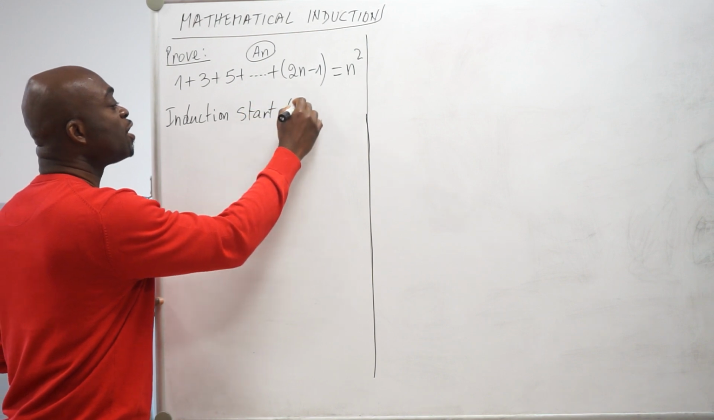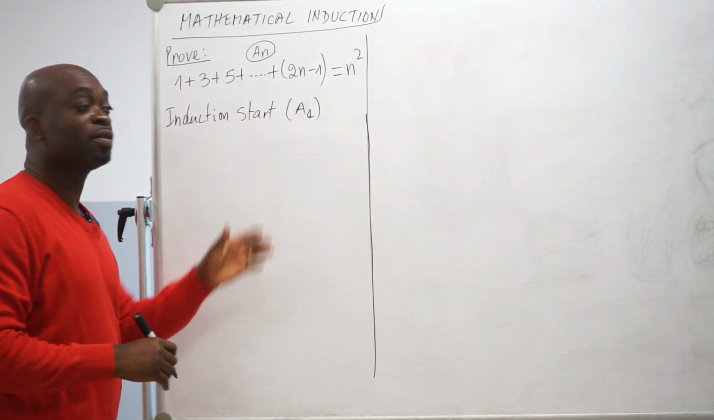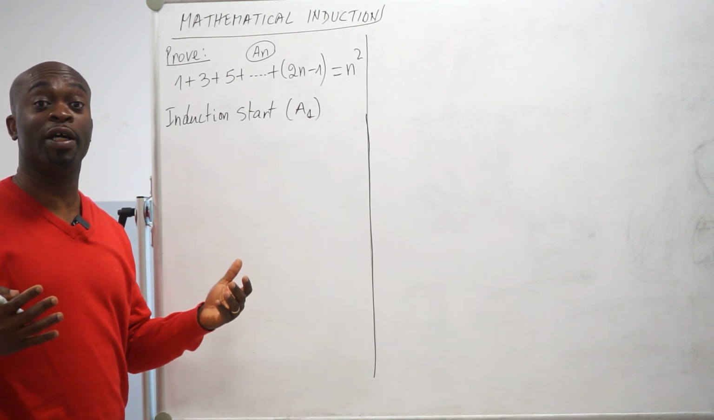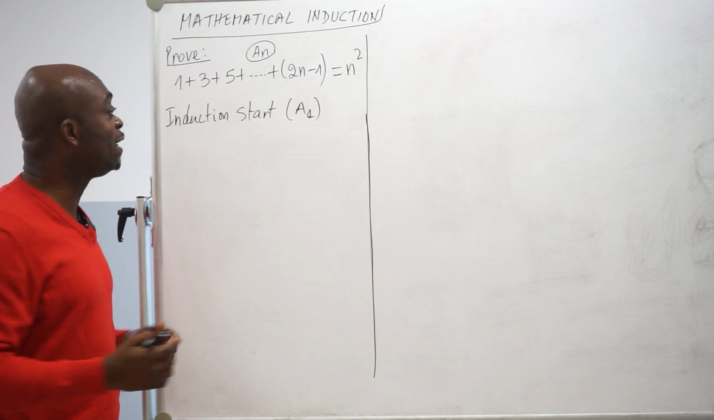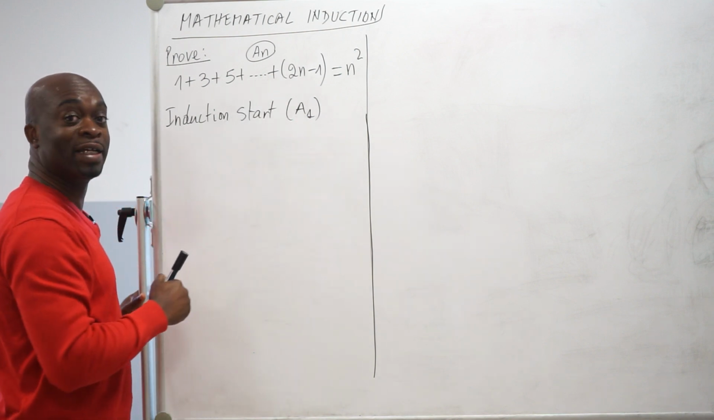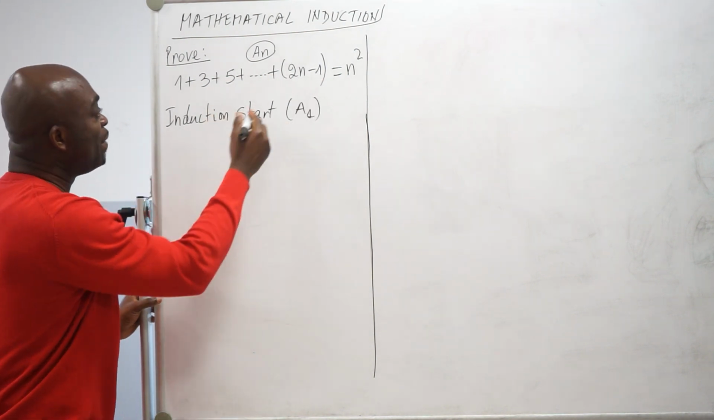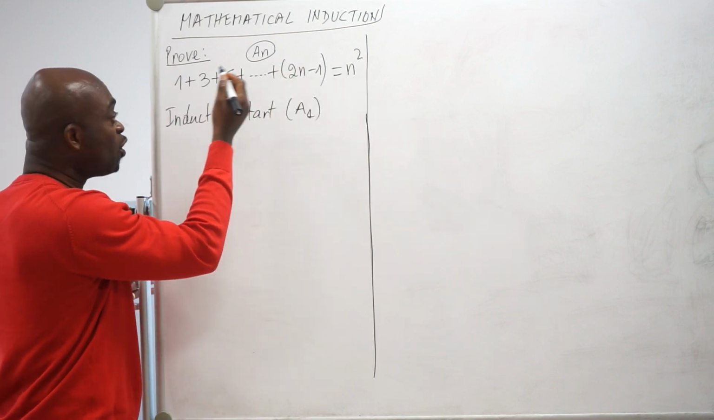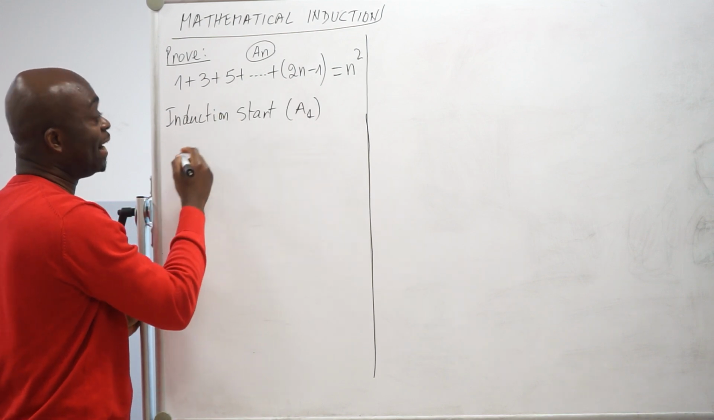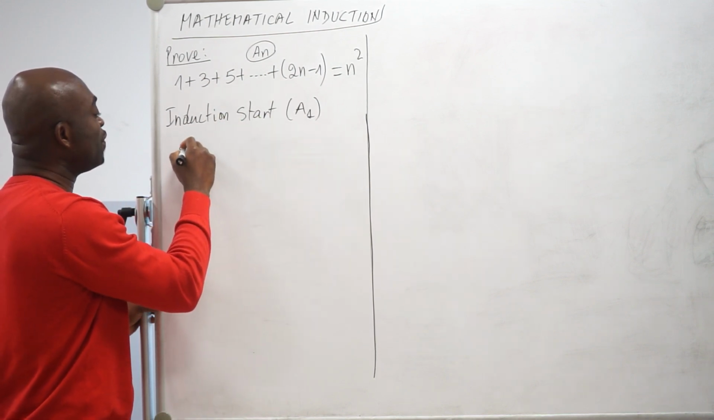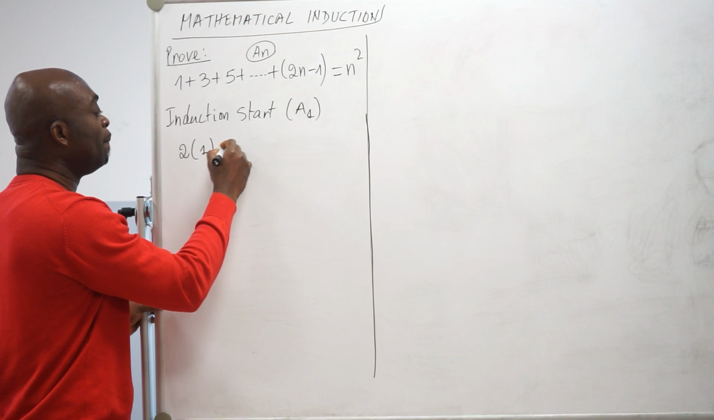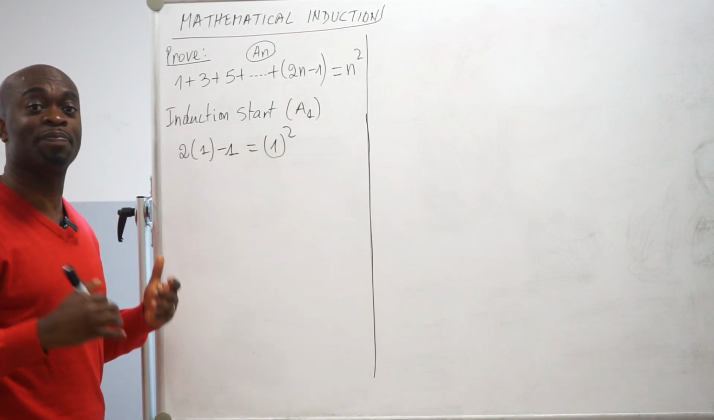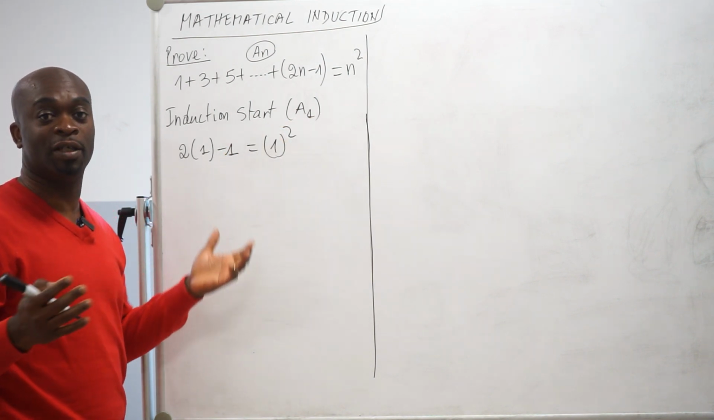So for the induction start, we're going to take the a sub 1, okay? That will be the first number that we're going to prove this one to be true or not true. So that means we're going to plug 1 inside the first equation here. We can go through here where the n is, and n is 1. So that will give us 2 times 1 minus 1, equals 1 to the second power. We're just basically substituting n with 1, okay?